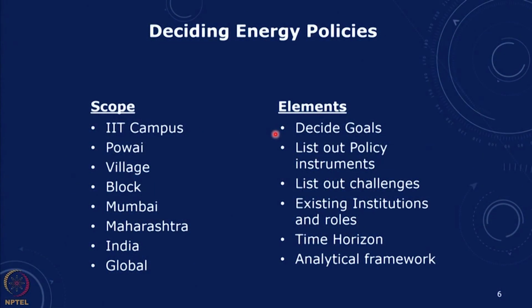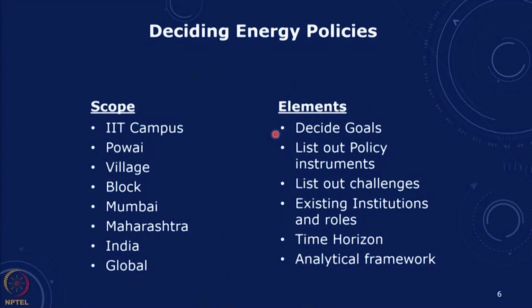So in each of these, when you decide the policies related to a campus, you can decide what the goals are. The goals are to ensure that there is very little environmental impact. The goals are also to provide cost-effective transportation. We can list out the policy instruments, the challenges, existing institutions and their roles, the time horizon, and create a framework by which we analyze the policy. So this is in terms of the campus.